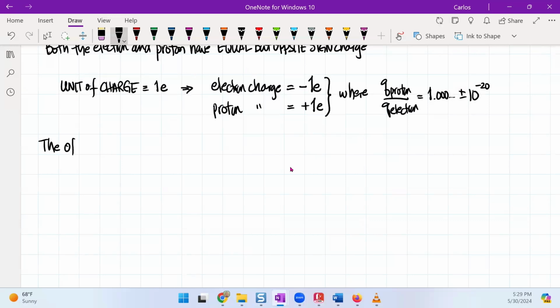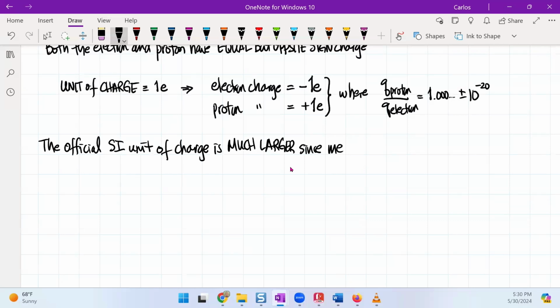The official SI unit of charge is much larger, since measuring a single charge value is difficult.